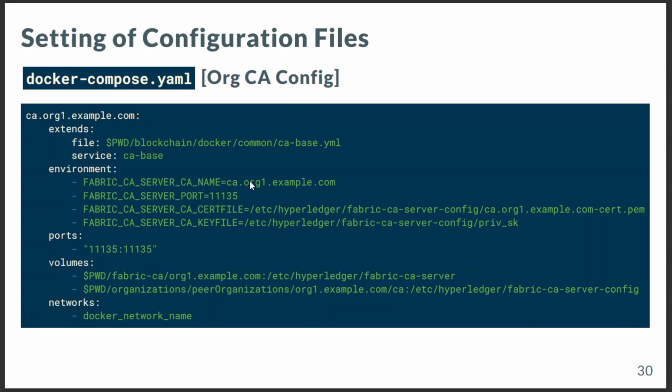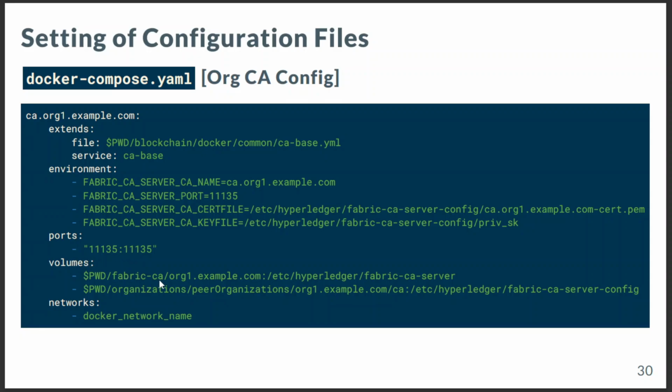So we have to mention the Fabric CA name, the server port where it listens, and the CA certificate file. Remember that CA certificate we set in the orderer and peers, the same CA. The keys are added here as well, and the CA key file. That key file is server config underscore SK, which is a private key. Ports, we have 11135, 11135. So we forward this port to the host machine.